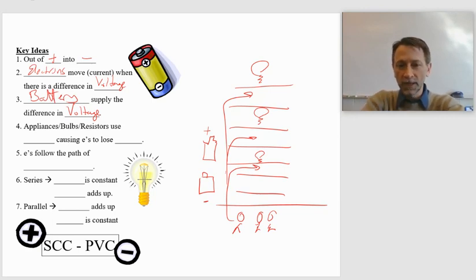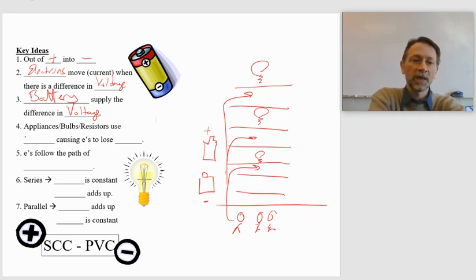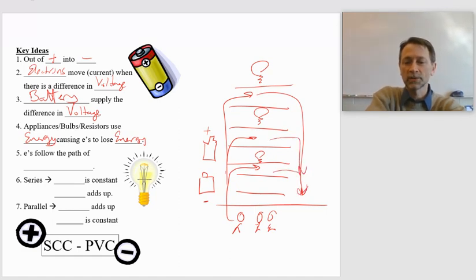Then if the battery is giving the electrons energy, pushing the electrons up the hill, it's kind of an analogy to the potential energy we studied in the fall. Then we would say that the appliances, bulbs, resistors, whatever these 3 things are in the circuit over here, use energy, causing the electrons to lose energy. And so as the electrons come back out the other side and come down this side of the bleachers, they're losing that energy to come back to 0 energy at the bottom.